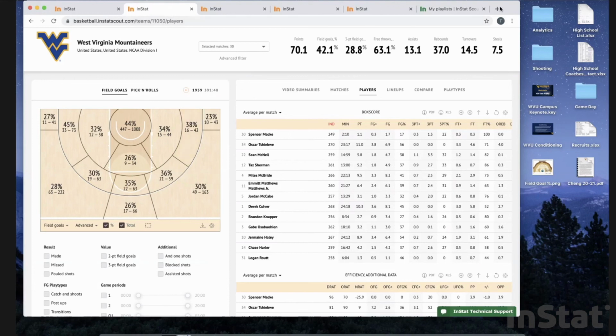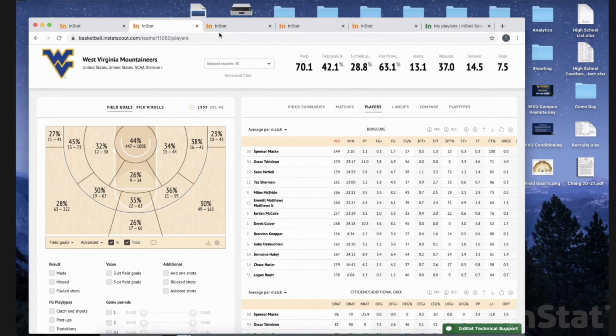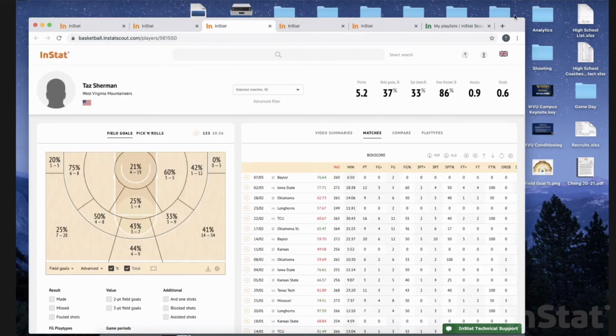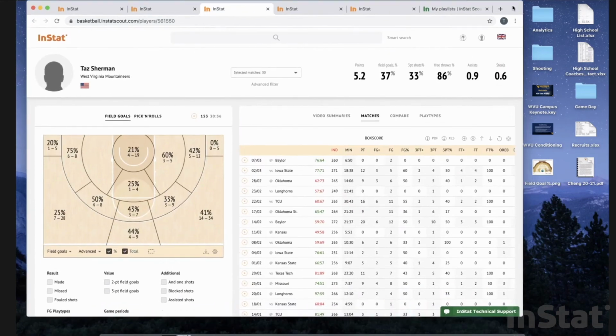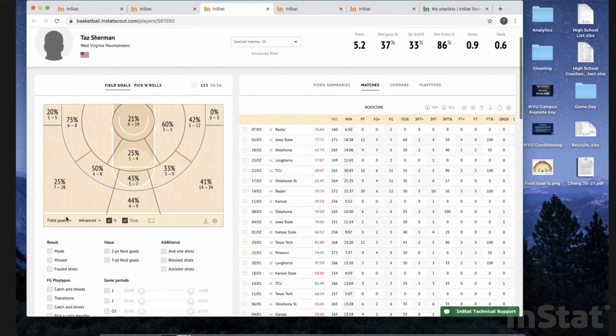So let me just look at this. If we went with Taz right here, we sat down with him and said, okay, so this is your shot chart for the entire year. Clearly, this is an area of concern. Yes, you are a guard, but at the same time, you can't be finishing around the rim at a 20% rate. So we need to look at how you're finishing, what's the issue of your finishing?